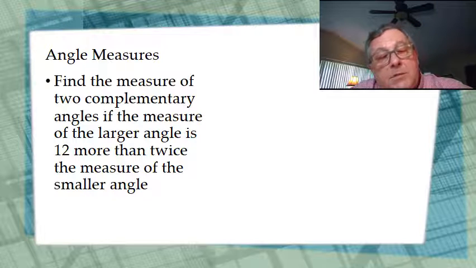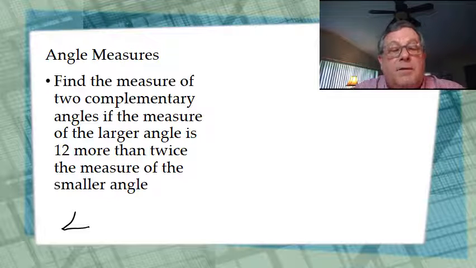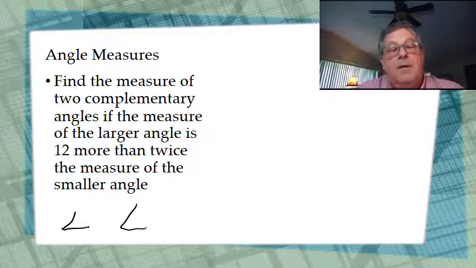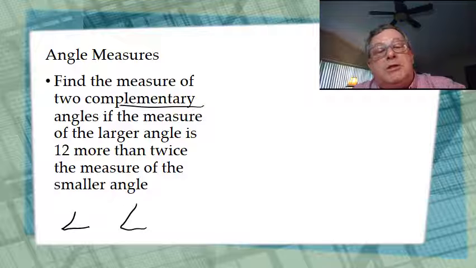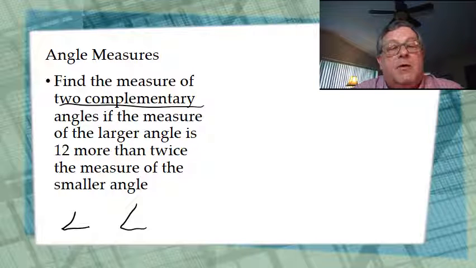We got two angles, and one's bigger than the other. So let's see, we got an angle like this, and we got an angle, let's say, like that. Now let's make sure this one looks a little bigger. Maybe like that. And we're told that these two angles are complementary. That means that they're going to add up to 90 degrees. And the larger angle is 12 more than twice the measure of the smaller angle.